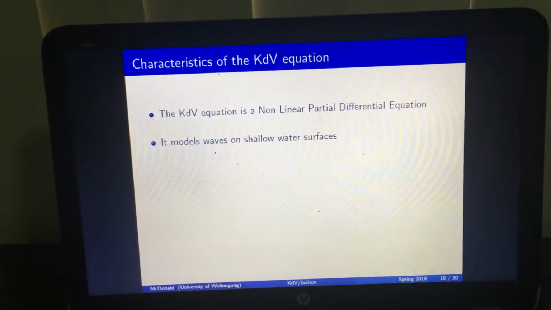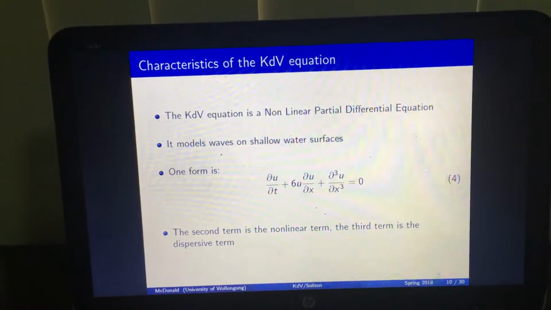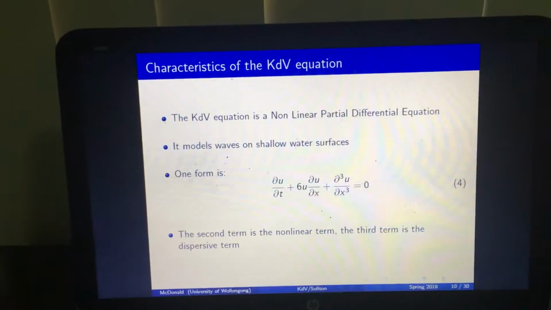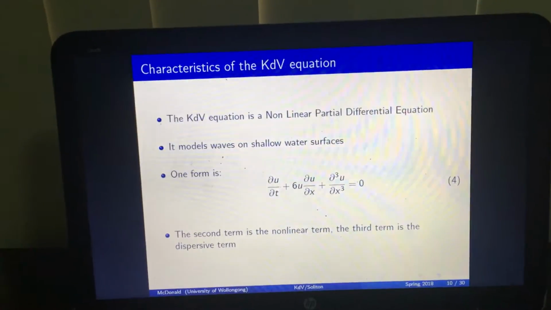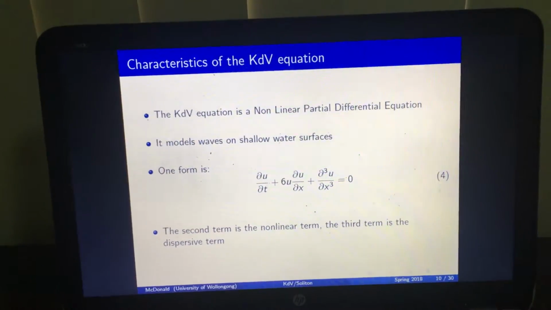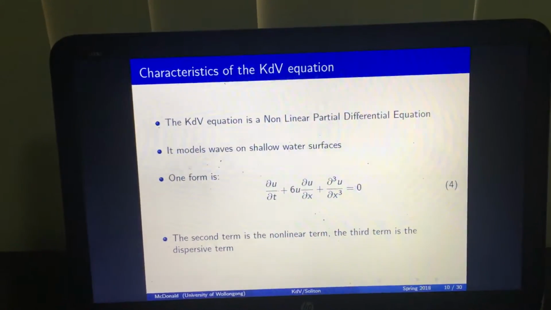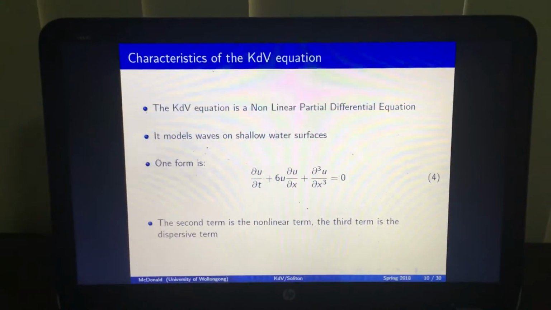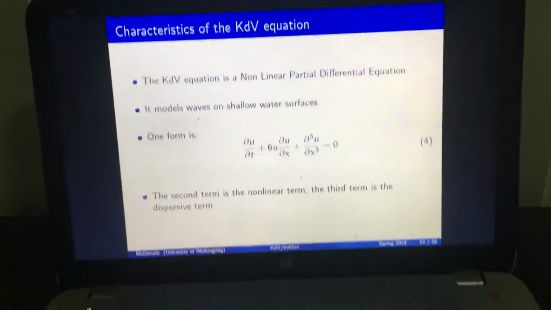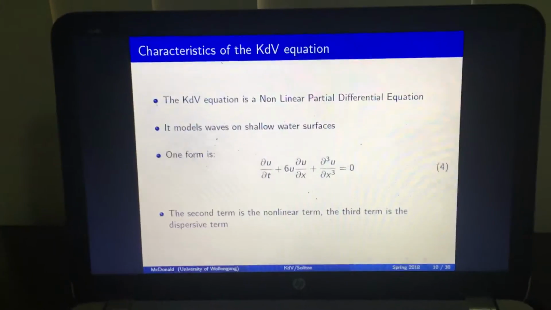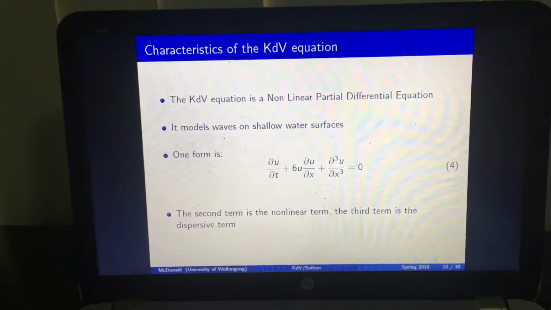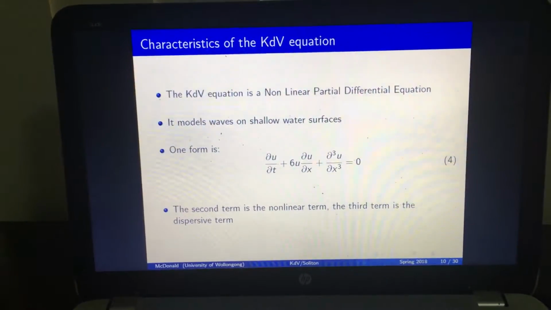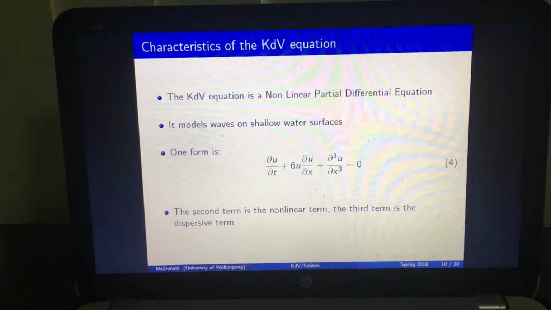So the KdV equation is a nonlinear partial differential equation, and it models waves on shallow water surfaces. So we're not interested in waves on the beach, floods, waterfalls, fast rivers, etc. And one quite common form is equation number 4 here. This constant 6 here is just for convention purposes. There are a lot of different forms of this equation, but usually the constants are just slightly different.